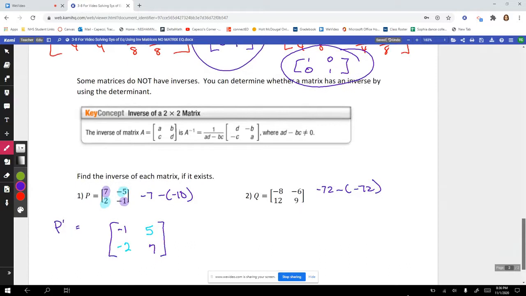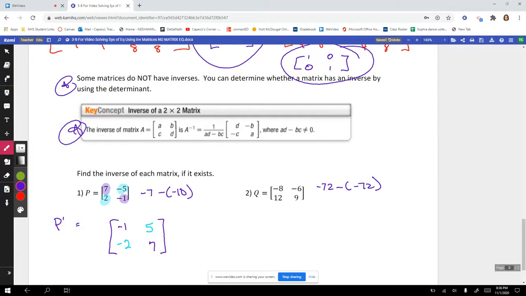Now, in the second part of our lesson, we want to find out, if we have an inverse, what is the inverse? Some matrices do not have inverses. You can determine whether a matrix has an inverse by using the determinant, which we've used before. So let's take a look. This is our little setup, and I have an example that we're going to work on together. The first thing I need to do is find the determinant, and I'm going to do that up here.